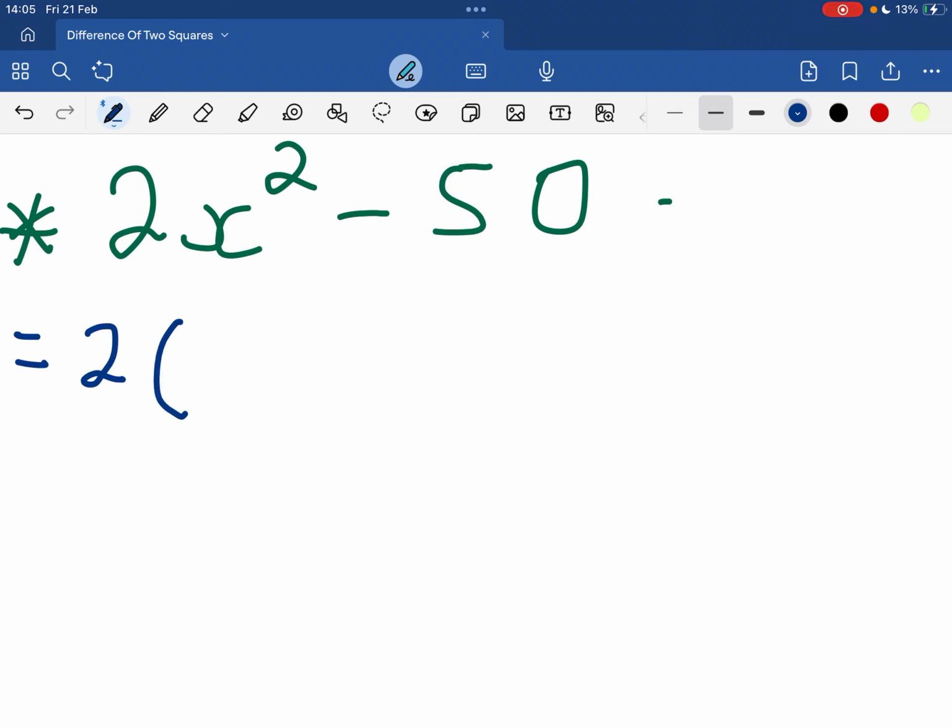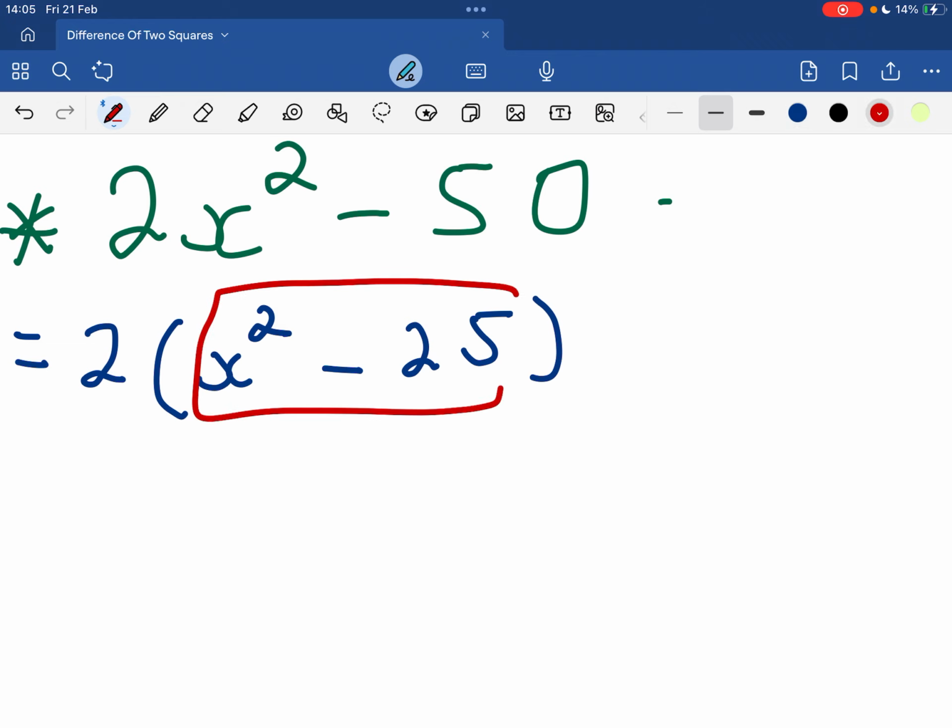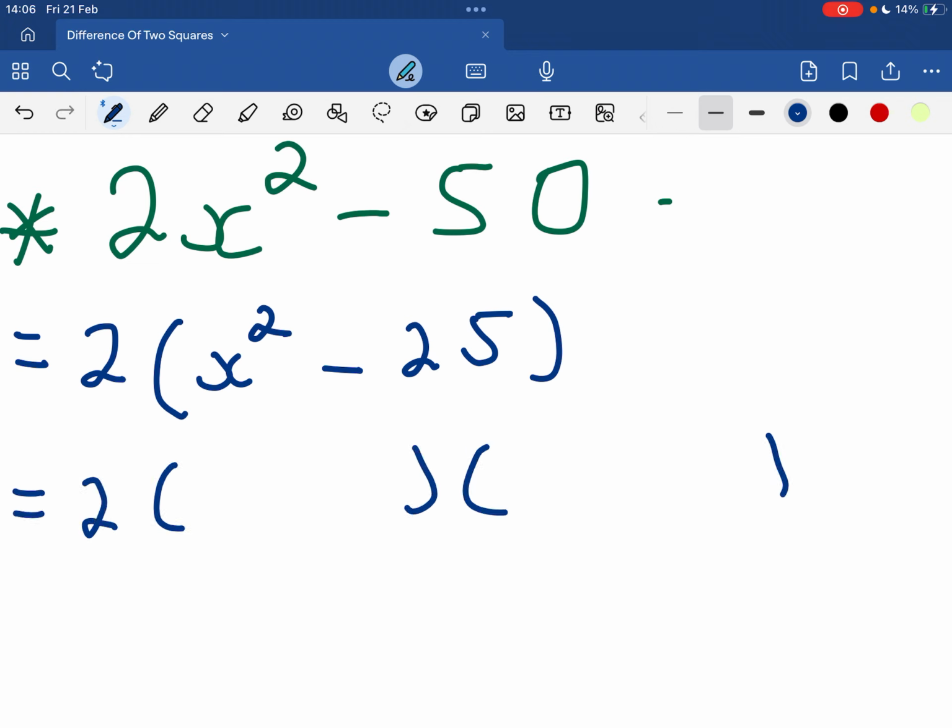When you take 2 as a common factor, here you'd be left with x squared. When you take 2 as a common factor, then there you'd be left with 25. If you don't know how to take out a common factor, I suggest you watch my video on common factor factorization. Now, this is a difference of two squares. X squared is a perfect square, 25 is a perfect square, and there's a minus between them. So we factorize that using difference of two squares. We'd put x and x, 5 and 5, and put plus and minus.